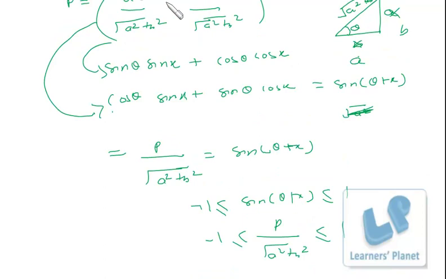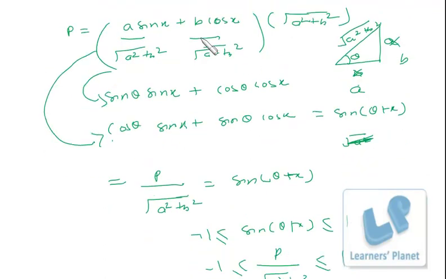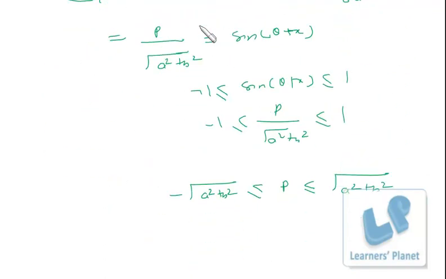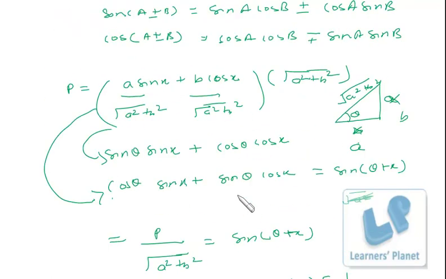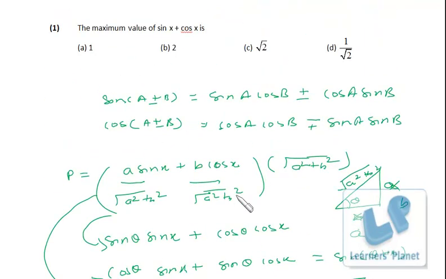Initially we assumed a sin x plus b cos x as p, and p lies between minus root of a square plus b square and root of a square plus b square, right? So the maximum value is this and the minimum value is this, right? Now the same funda we will be using over here to find out the maximum value of this expression.